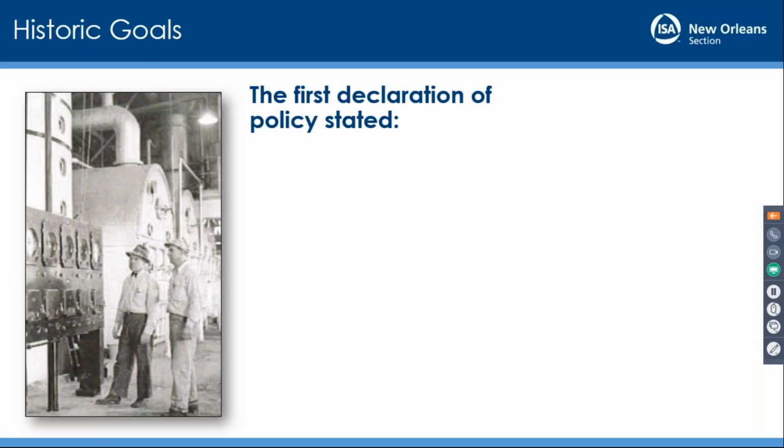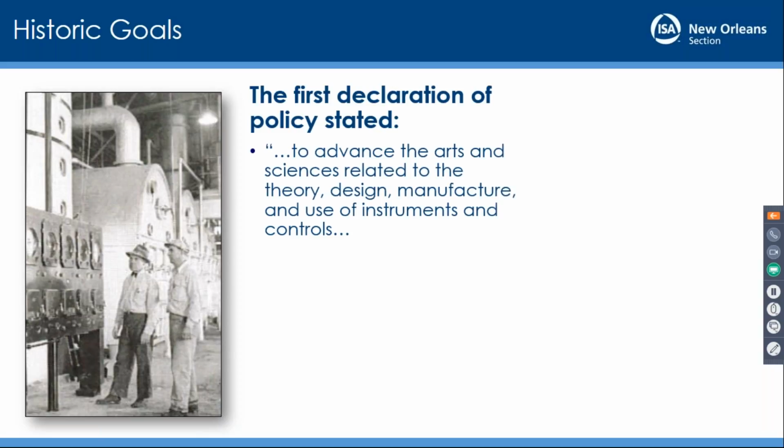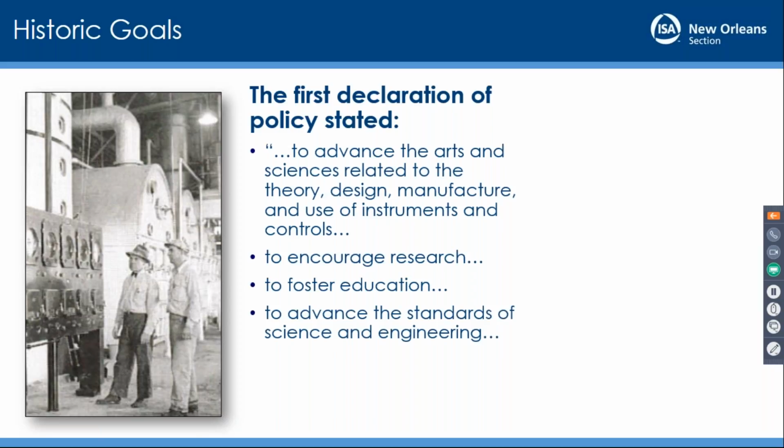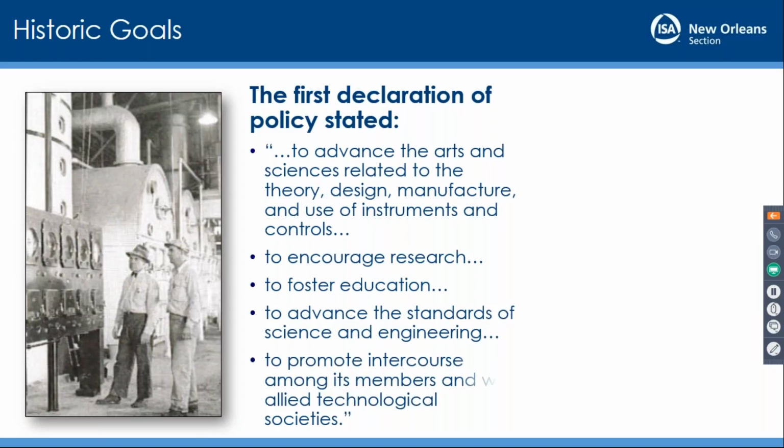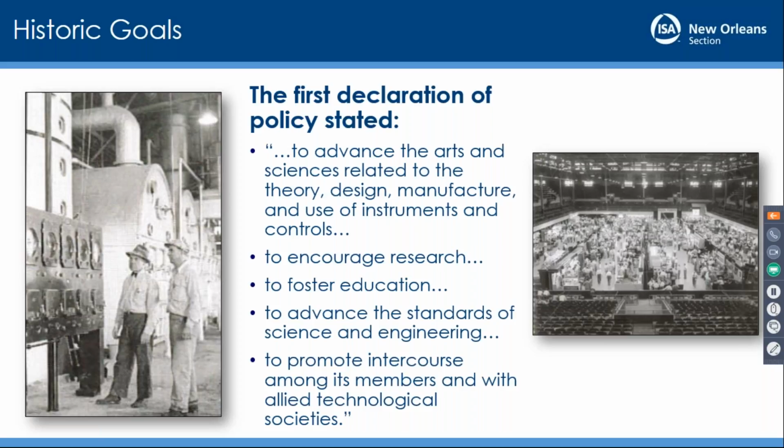So going back historically, this is interesting because I don't want to go all the way back on a lot of the history, but just one of these particular facts of history. The first declaration policy about ISA was that it was supposed to advance the arts and sciences related to the design, manufacturing, use of instruments and controls. So that's where ISA started off, right? Instrument Society of America. We know now it's the International Society of Automation. So what was it to do? To encourage research, to foster education, to advance the standards. And keep in mind, this was written a long time ago, to promote intercourse among its members.